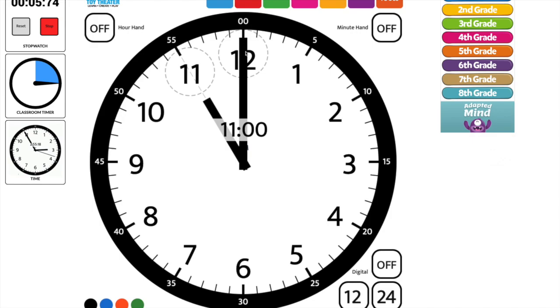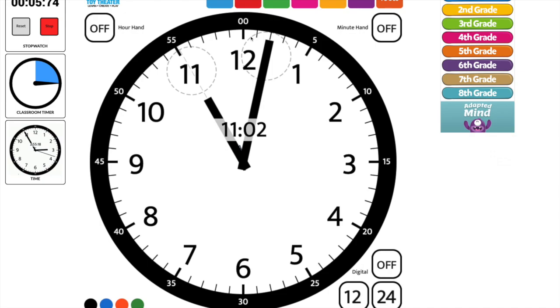However, watch what happens when I move the big minute hand on the analog clock. I'm going to move it one space. So 1 minute has passed the hour of 11, meaning the digital clock reads 11:01. If I move it again, it will read 11:02 because 2 minutes have passed.